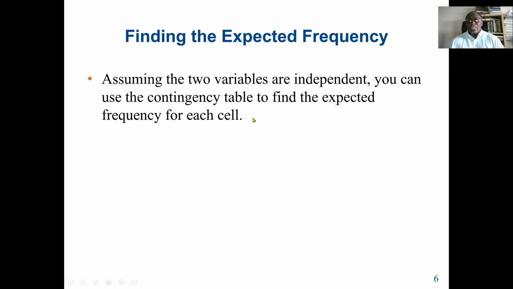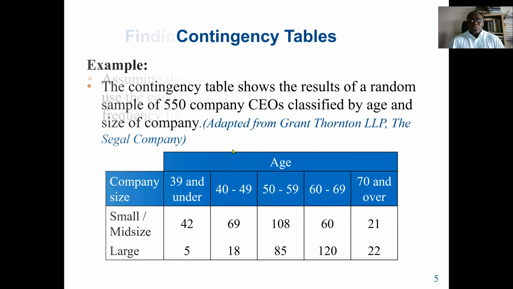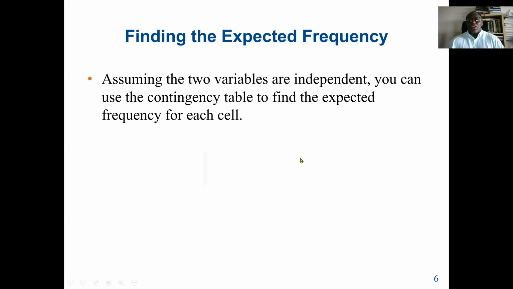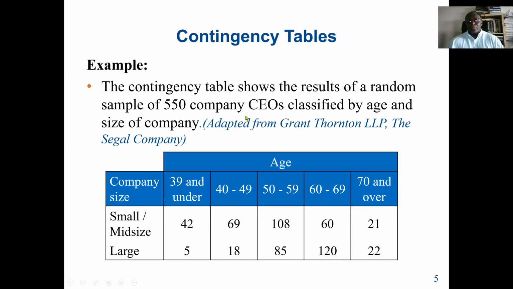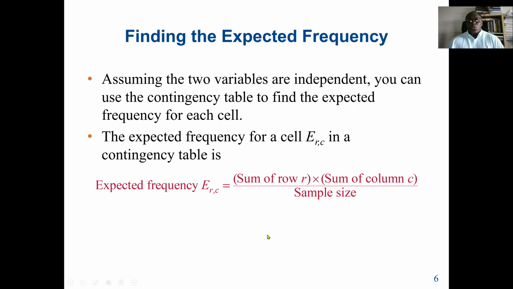So the company size and age are two variables, and these two variables are independent. If they are independent, then we can find the expected frequency for each cell. When we look at the table, we have 1, 2, 3, 4, 5 columns, so we have 10 cells, 10 values. Each value is in one cell. So that's the step we're going to follow now.